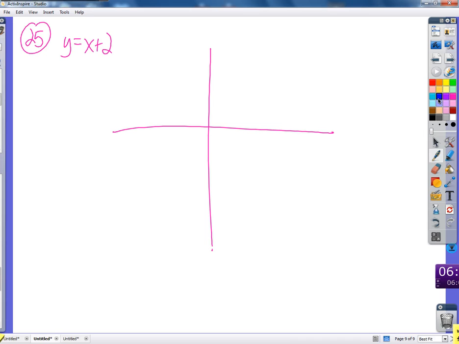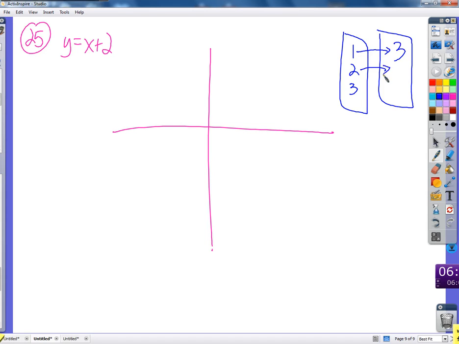Mapping diagram. Okay, what are we going to put here? You could start with 1. Whatever you want. 2. 3. 0. Negative 5. Whatever you want to put in there. Give yourself an idea of what this is going to look like. 3 points is good. 4 points is good, if you have no idea what the graph looks like. So, 1 is going to map in this mapping diagram. What's it going to map to? 3. 2 will map to 4. 3 will map to 5.